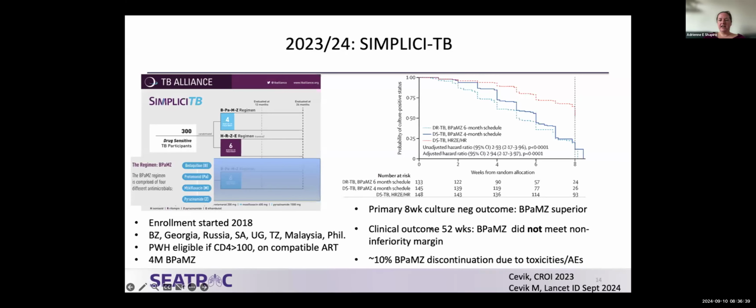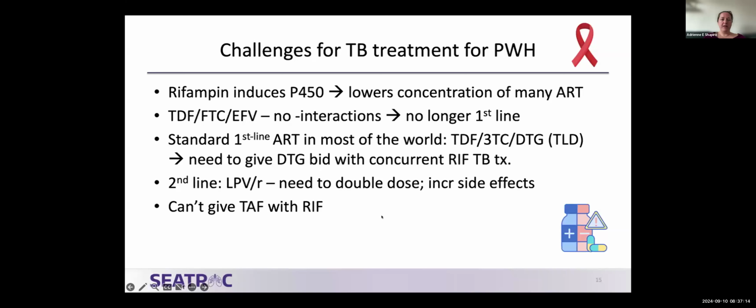And unfortunately, although for the primary outcome, the 8-week culture negative, the shorter regimen was in fact superior, at the 52-week, the 1-year endpoint, the shorter regimen did not meet non-inferiority criteria. And also importantly, there was about a 10% discontinuation rate of the investigational short regimen due to toxicities and adverse events. So this is not a regimen that will be moving forward, in part because it was so poorly tolerated.